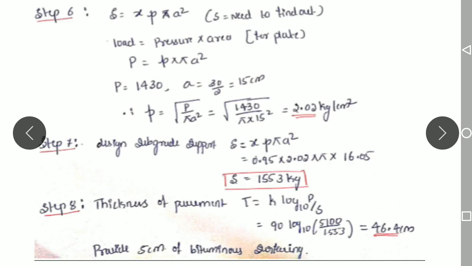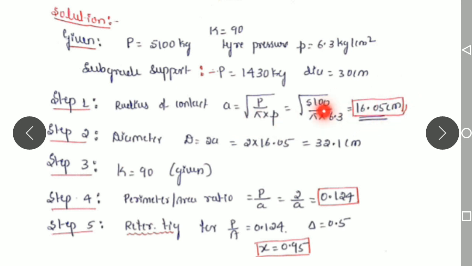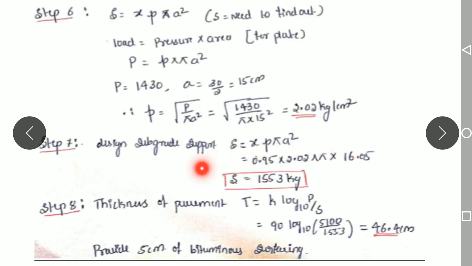This is the x value, substitute here, and P is nothing but what we have just calculated, this is pressure, substitute here, and pi is known, and a is nothing but the diameter what you have calculated in the first step. Substitute all the values, you will get the design subgrade support value. And the thickness of the pavement by the McLeod method is, this is the formula.